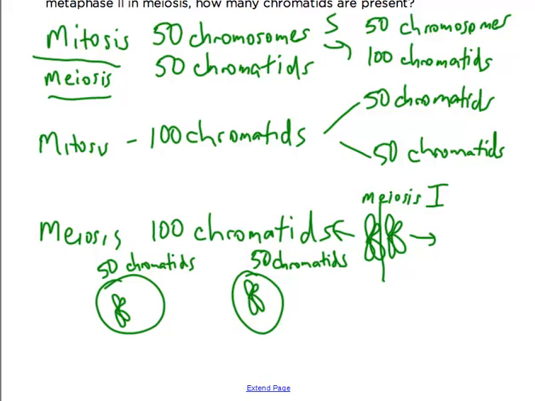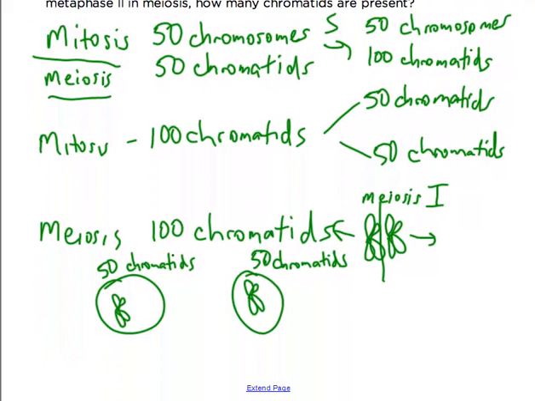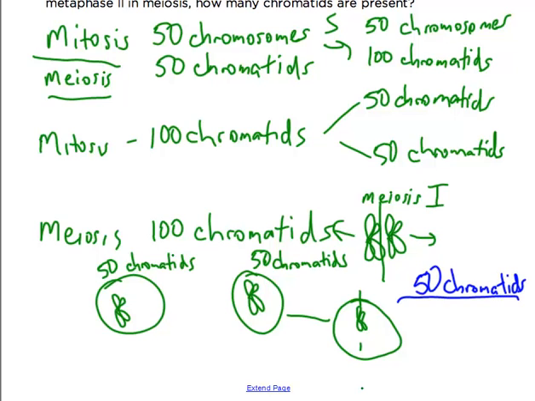Let's go back up, and I almost forgot what the question was asking. So they're saying now at metaphase 2 in meiosis. So let's just keep track of one of these cells. It's going to go into the second division, right? At metaphase 2, I'm not going to draw all of them, but all of these are going to be lined up, and the sister chromatids have not been taken apart yet. So the answer is at metaphase 2, there is going to be 50 chromatids, and that should be our answer. So that is the answer.